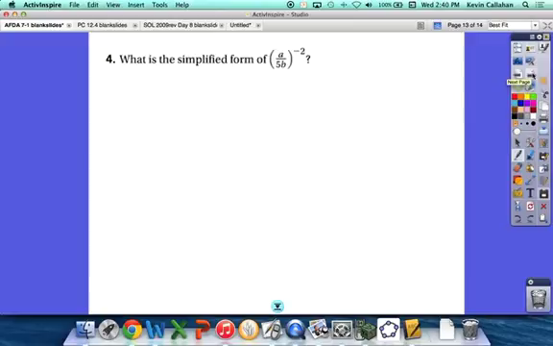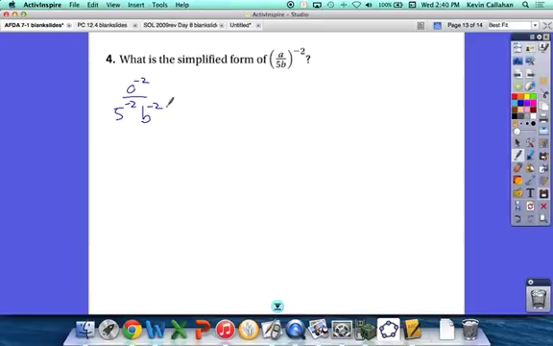Okay, do the same thing with that. If I bring in the negative 2 as an exponent, it's going to look like a to the negative 2, 5 to the negative 2, b to the negative 2. And then what do you have to do with every one of those? Because they've got negative exponents, you would have to flip them.